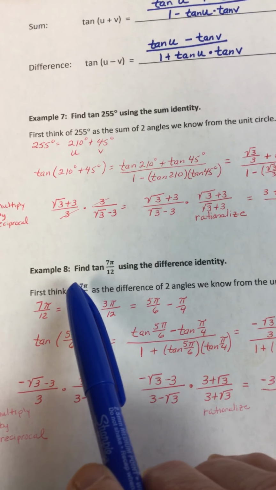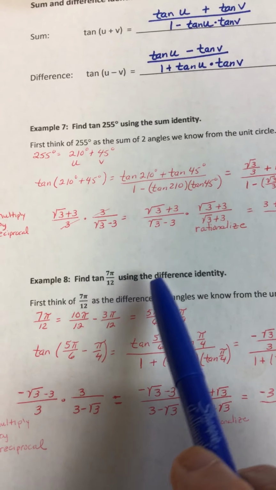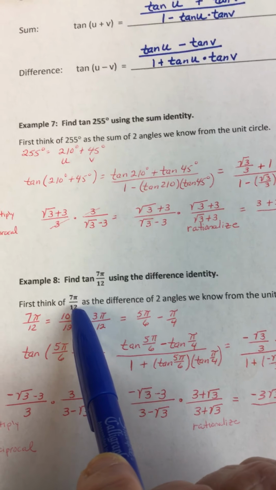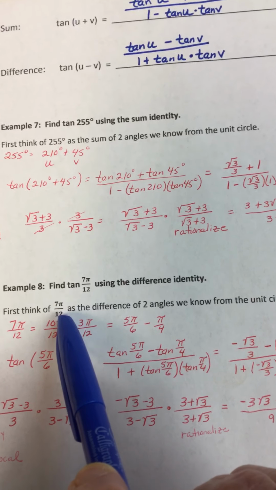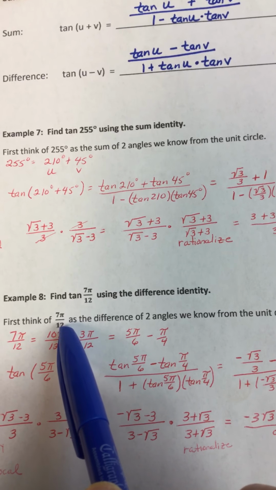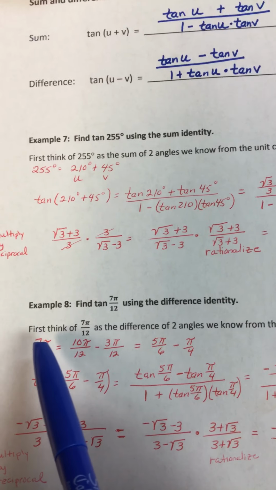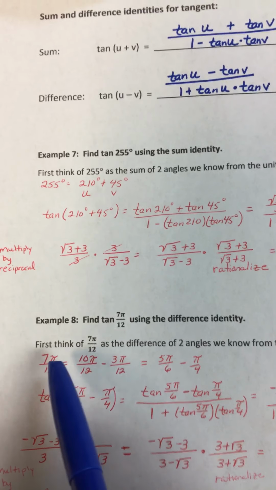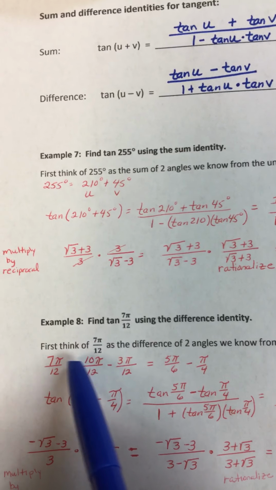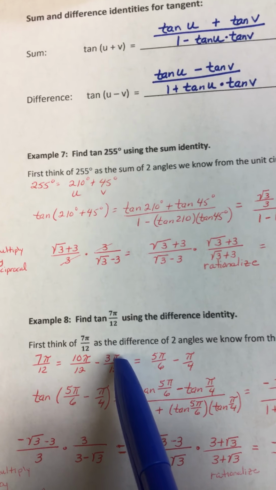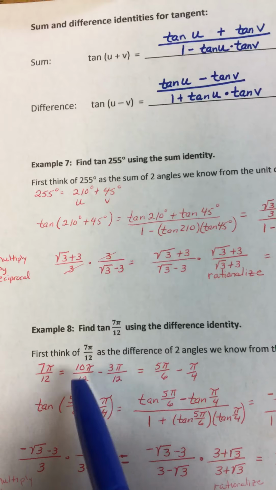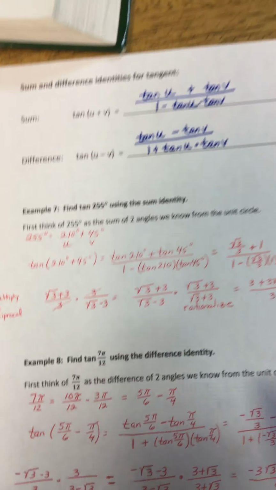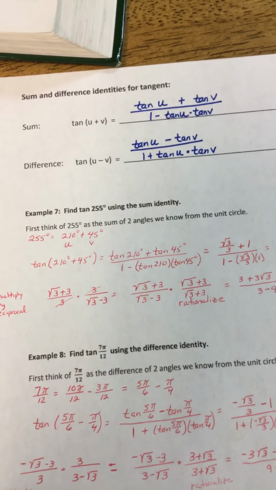Now we're supposed to do 7 pi over 12, and we're supposed to think of it as a difference. Anytime we have a 12, we know that that is not one of our unit circle angles. And I'm looking for two numbers that when I subtract them, I would get a 7. And I'm thinking, well, 10 and 3 would work. I like 10 because 10 and 12 would both reduce by 2. 3 and 12 would both reduce by 4.